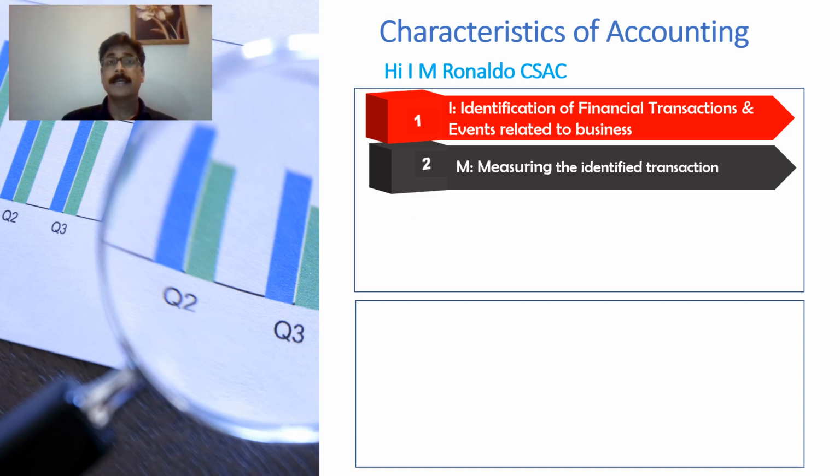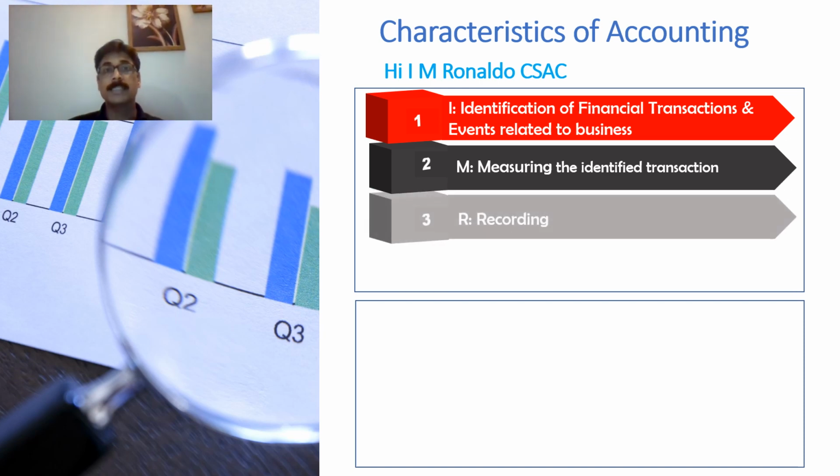And the third is Ronaldo. So the R stands for record. All these financial transactions which can be measured in money terms shall be recorded in the books of account. So what is the name of the books of account? The book of account where all the financial transactions are recorded is known as journal.